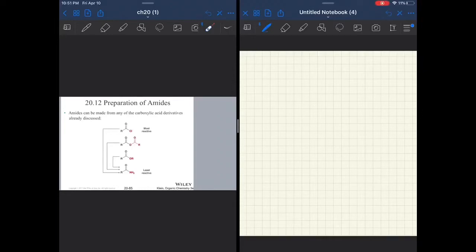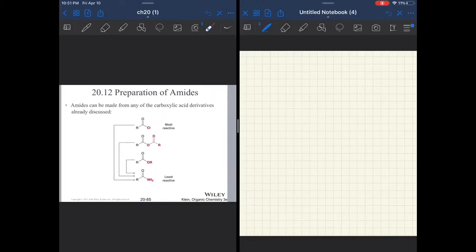All right, this should be our sixth and final part of chapter 20. I told you this one was going to be a doozy. So we still have two more functional groups. We have the amides, which are appropriately at the end. They're the least reactive. We're not going to have as many reactions. And the nitriles. So let's jump in.